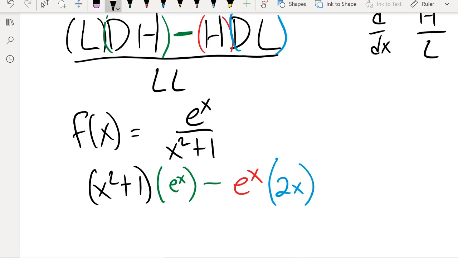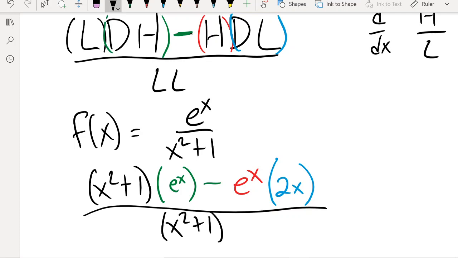And then it's all over low low. The low was x squared plus 1, so it's x squared plus 1 times x squared plus 1, or I can just say it's squared. Either way, that's why sometimes people will remember the formula as over low squared, but low low kind of rolls off your tongue, so it's a little easier to remember.